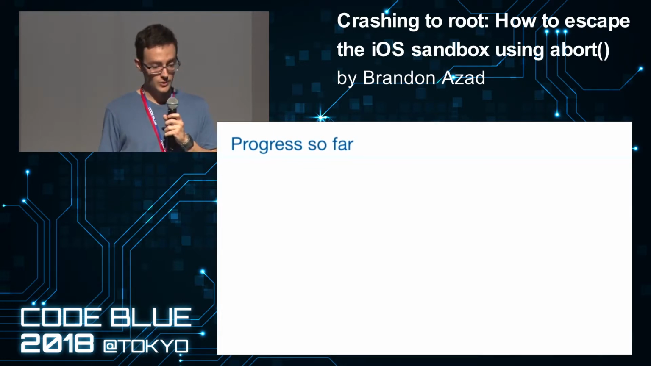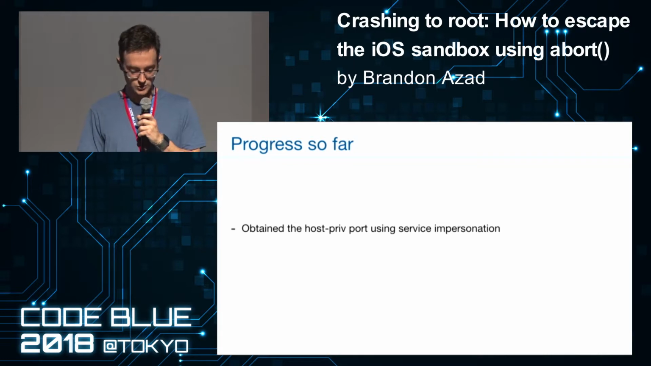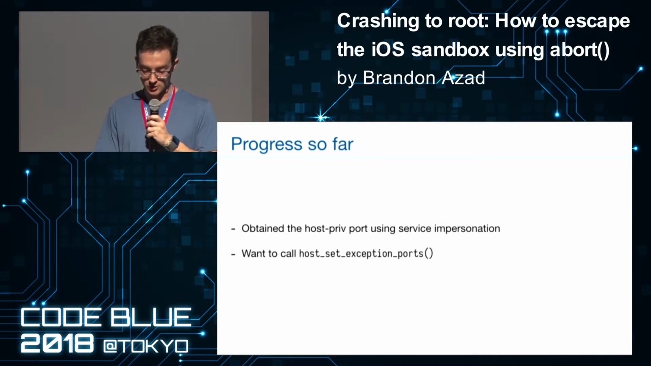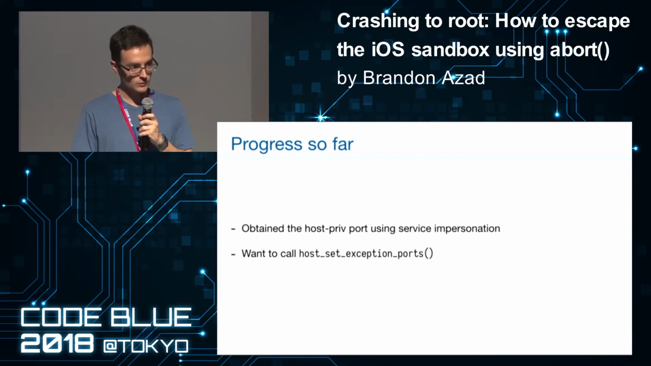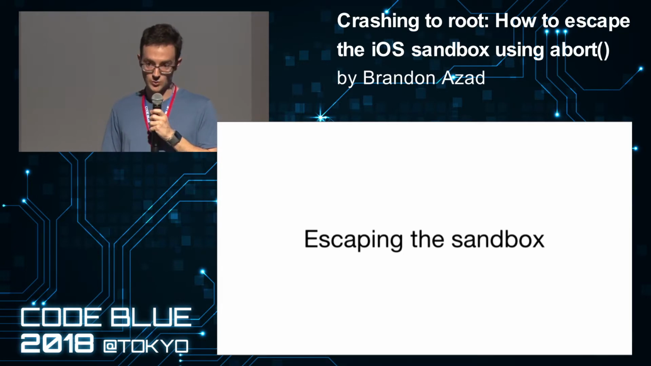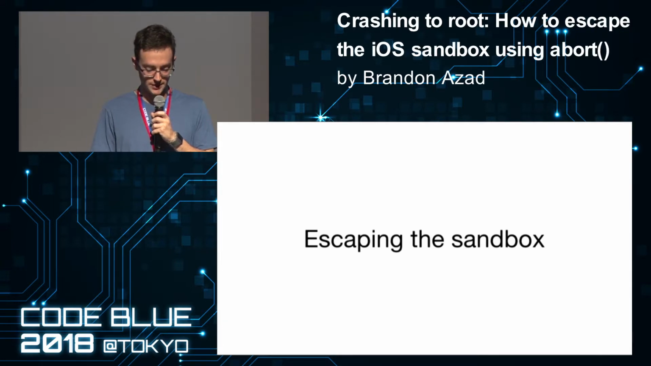All right, so how are we doing overall? We've successfully obtained the host priv port using our Mach service impersonation primitive, and we know that we want to call host_set_exception_ports in order to complete the exploit and execute code in reportcrash. However, in order to do that, we need to escape the sandbox first. So, how will we escape the sandbox? Well, we already have this very nifty Mach service impersonation primitive, so let's try to reuse that.